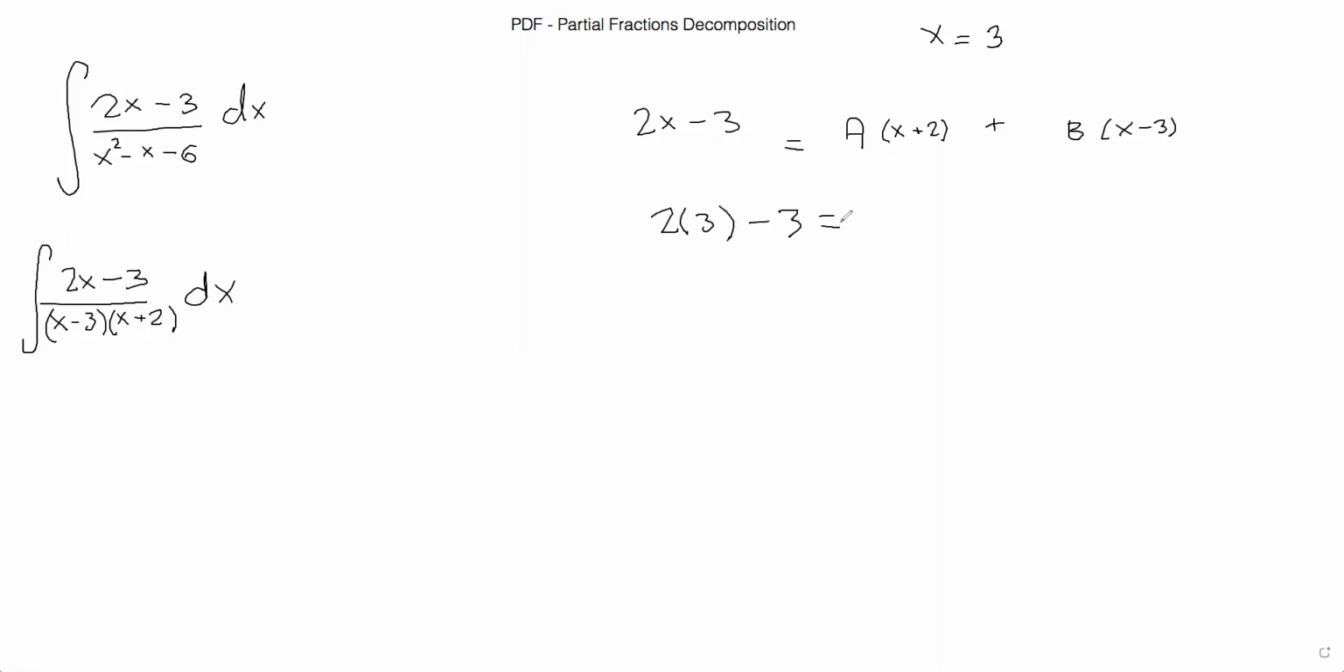And again, I'm not just arbitrarily setting a variable equal to 3. I'm just using it to crack this code. And then x is going to be something different in just a moment. Three minus 3. So on the left side, we're going to have 6 minus 3, that's 3, equals 5A plus 0. So if we divide both sides by 5, we're going to get A equals 3/5.